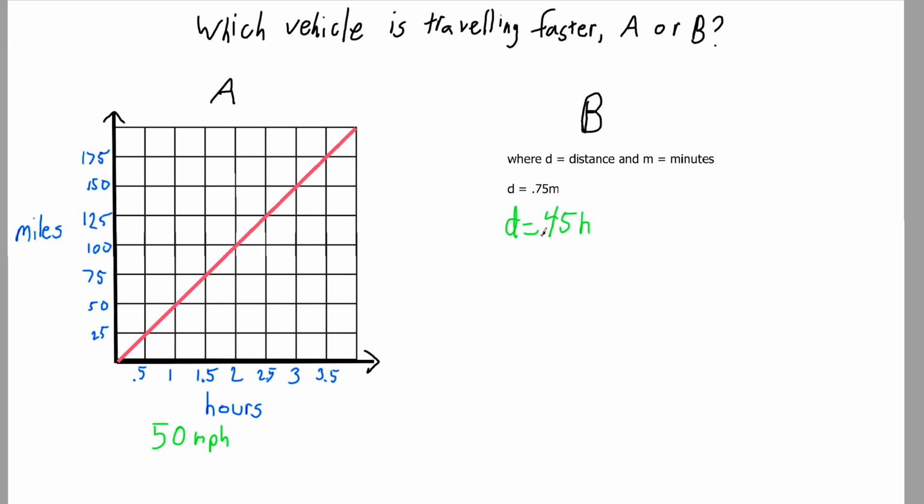And now since we want to know how many miles we travel per hour, since it's 1 hour, how many miles in 1 hour, we'll do D equals 45 times 1, which of course is 45. So vehicle B is traveling 45 miles per hour, which makes vehicle A faster.